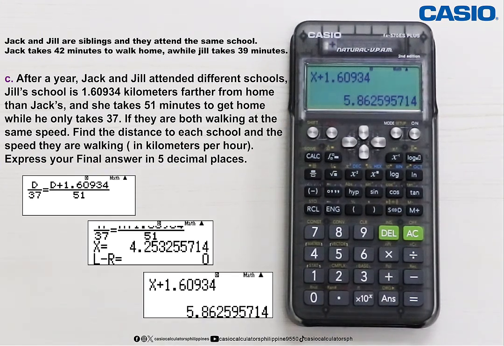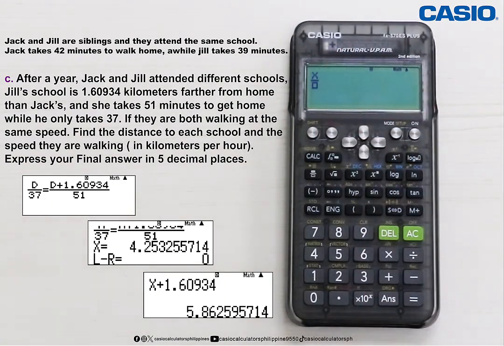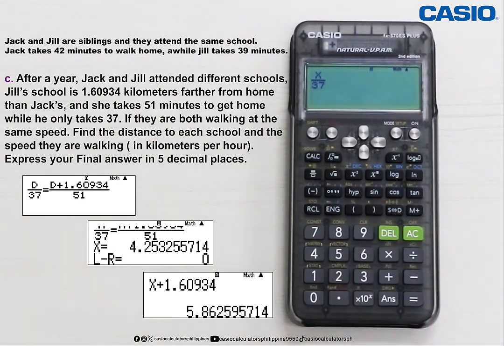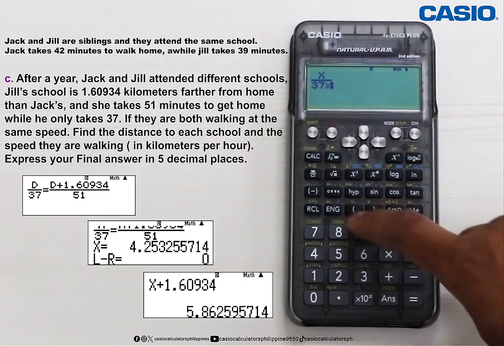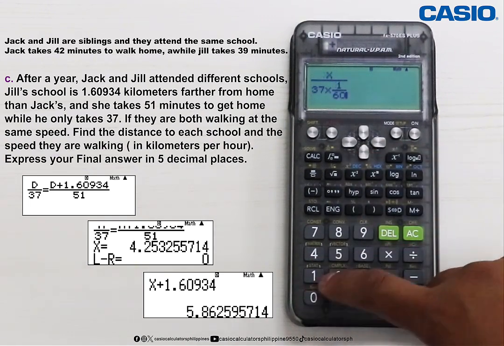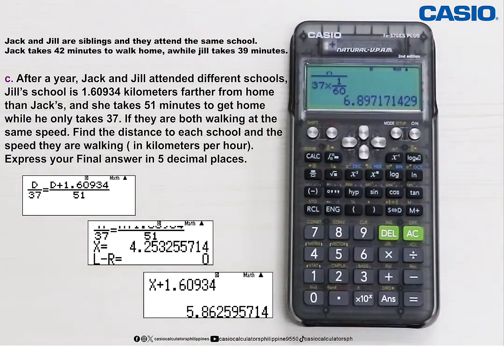Now to determine their speed, we can use Jack's distance divided by his time. But since his time is in minutes and we need it to be kilometers per hour, we need to multiply this by 60 minutes per hour. Then we can see that Jack and Jill's speed is 6.89717 kilometers per hour.